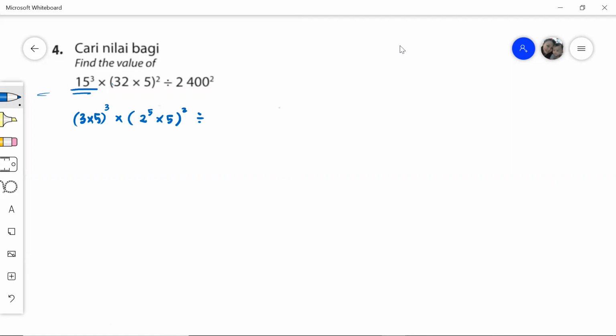2,400. 2,400 is basically 3 times 800. So the 8 can be written in base 2. So we have 3 times 2 to the power of 3, that is 8, and then times 100. 100 is basically 2 times 5, so 2 times 5, double, 4 times 25. So 2 square times 5 square, and then everything raised to the power of 2.